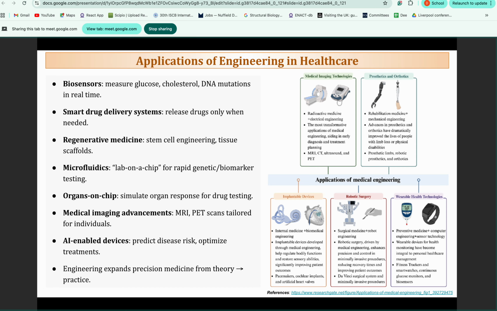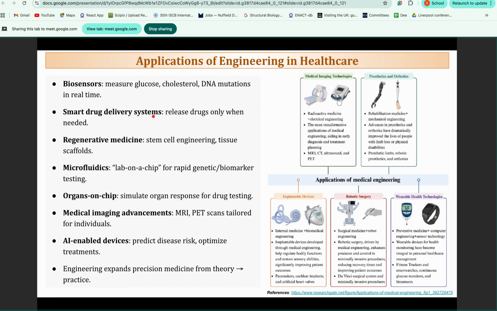They come under the application of engineering, that is, how engineering helps to assess all these properties in real time. That comes under the category of biosensors. And not just smart watches, there are other equipment or machinery which could also measure your glucose, cholesterol, and DNA mutations in real time.